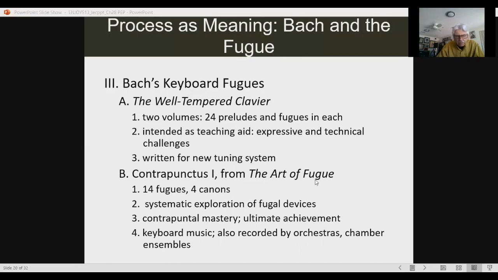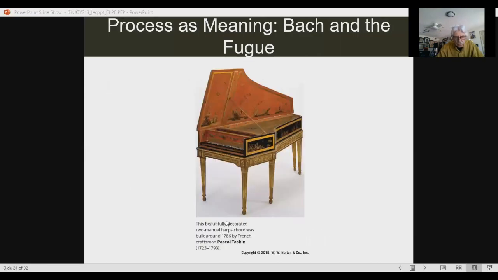And actually The Art of the Fugue consists of 14 fugues and 4 canons. A canon is a type of fugue. And it's kind of the ultimate example of writing fugues. Here is a harpsichord. Notice it's black keys and white keys.